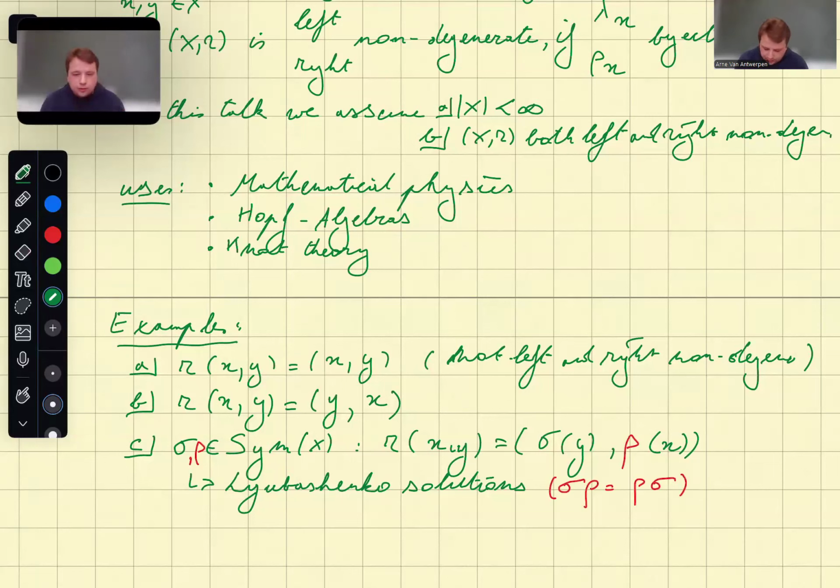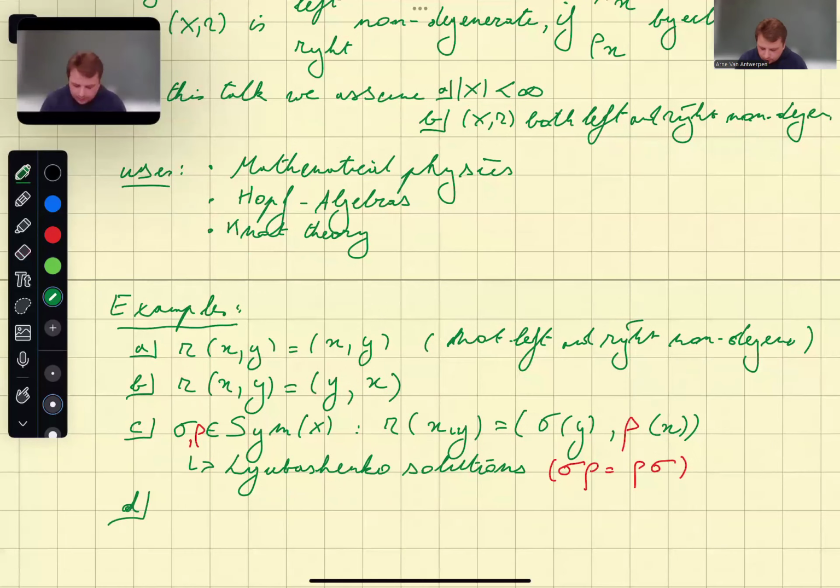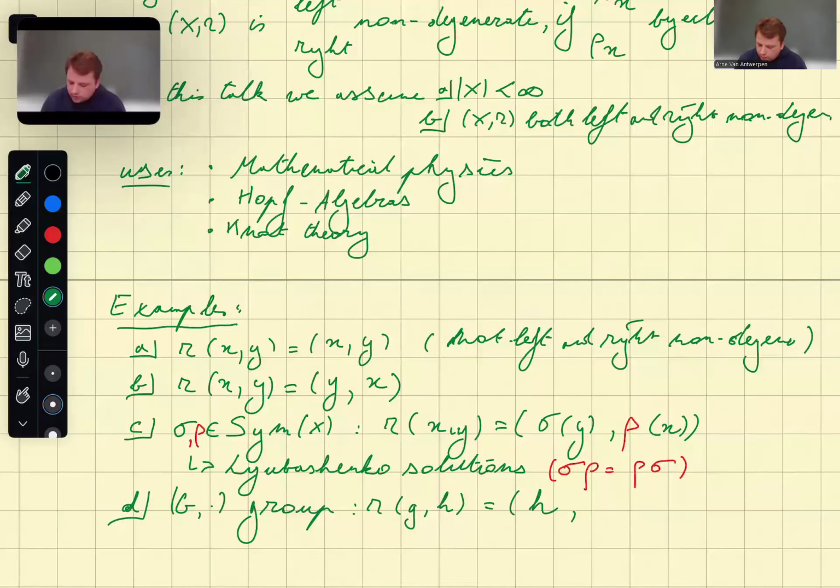Finally, if you take any group, you can construct a solution. There are many ways you can do that, but for our talk, the most interesting way is the following. You take a g and an h in your group, and you send that to h inverse g h. So somehow your solution just measures the conjugation in your group.